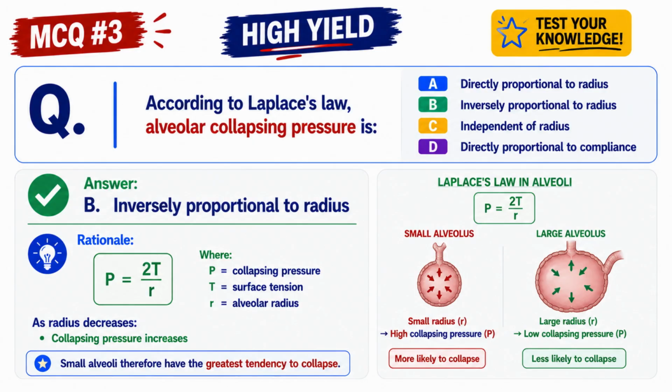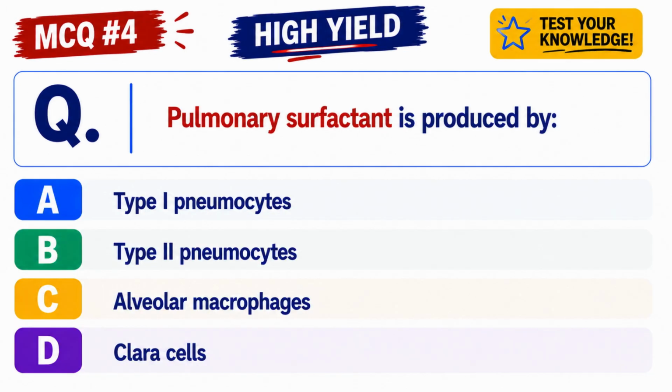Laplace's law: P equals 2T over R. Small radius means high pressure. Surfactant reduces T as R decreases. Stability maintained. Question 4. Pulmonary surfactant is produced by: A.